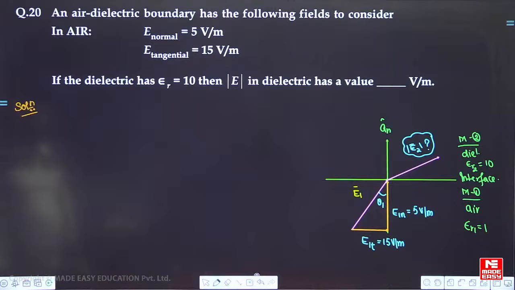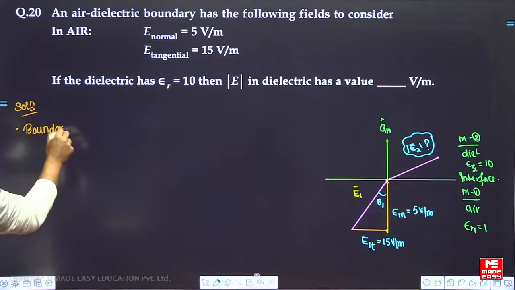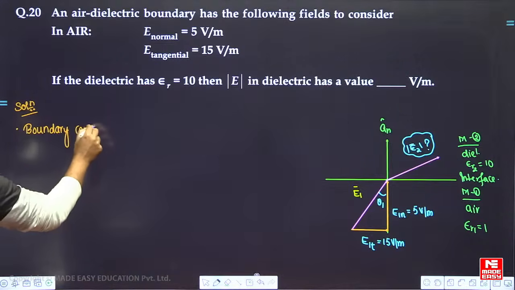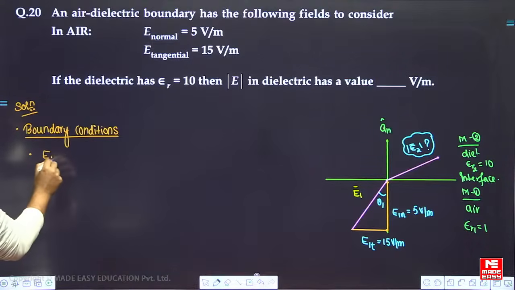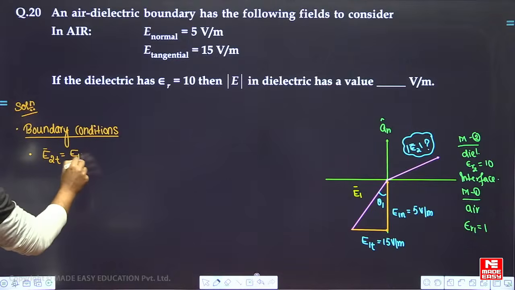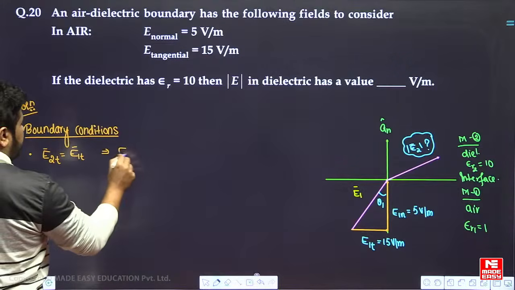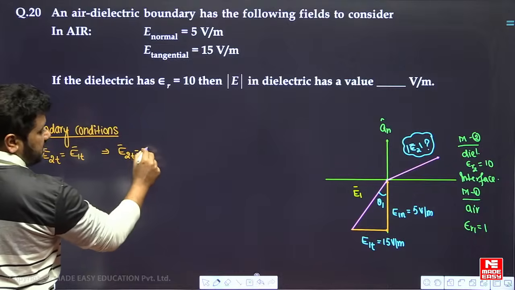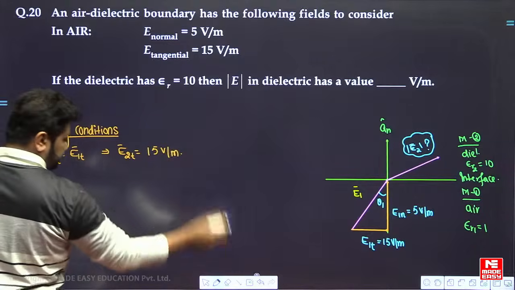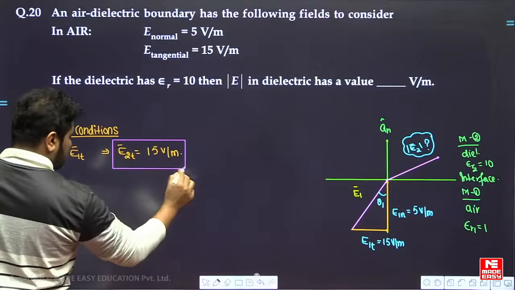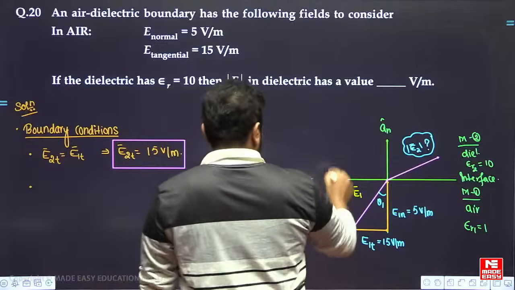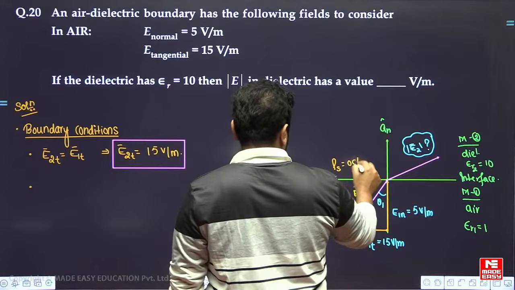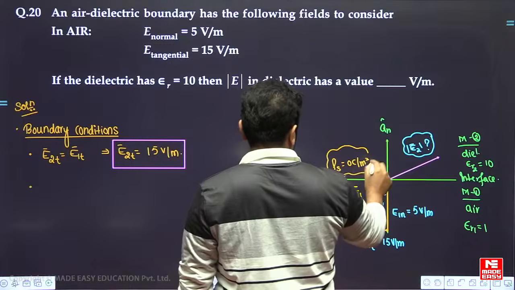Fine. So, the question is clear to everyone. Now, we know from boundary conditions, if I apply boundary conditions, the first boundary condition says that E2 tangential should be equal to E1 tangential. So, this implies the second medium electric field E2 tangential will be same as E1 t, that is 15 volt per meter. Second boundary condition, now nothing is mentioned about the surface charge density. So, I will consider rho s to be 0 coulomb per meter square.